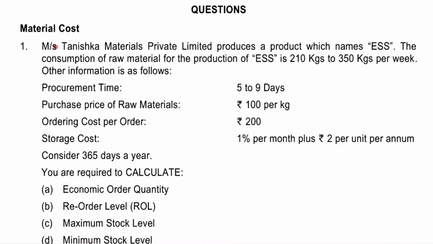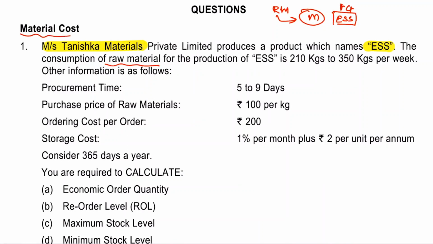Okay, Tanishka Private Limited produces a product. Product, meaning my finished goods, which is named ESS. I can say ESS is something which comes out of the machinery, which is my finished goods. This is my machinery. What will I require for that matter? Raw material will go inside that, and then I will make my finished goods. Okay. Now, the consumption of raw material. So some data is there.